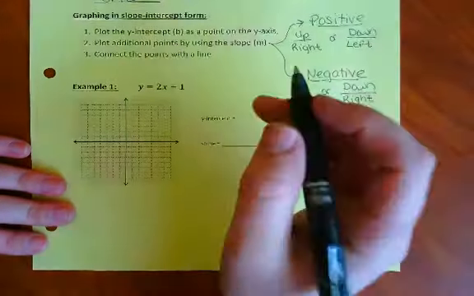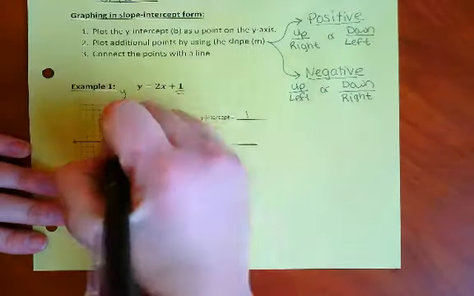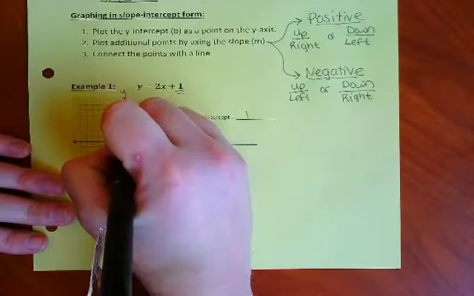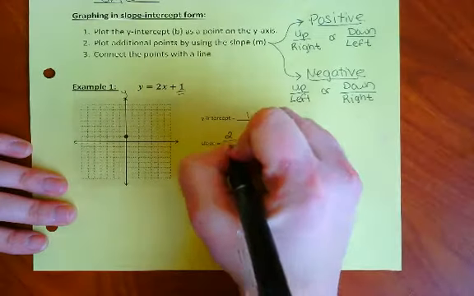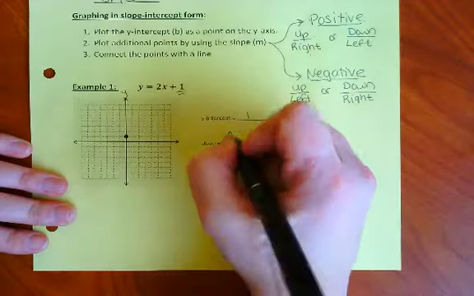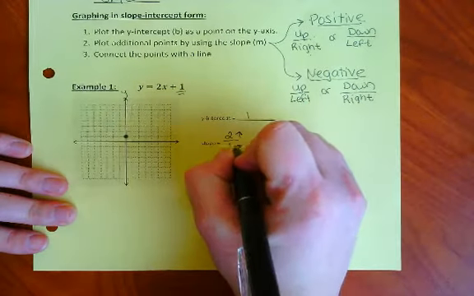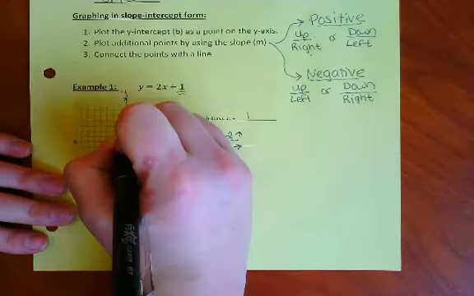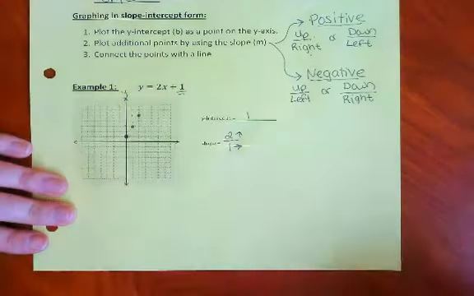Looking at example 1, my y-intercept is 1. So I'm going to find 1 on the y-axis. And my slope is 2 over 1. Since it's positive, I can go up and to the right or down and to the left. I'm going to go up and to the right. So I'm going to go 2 up, 1 to the right.